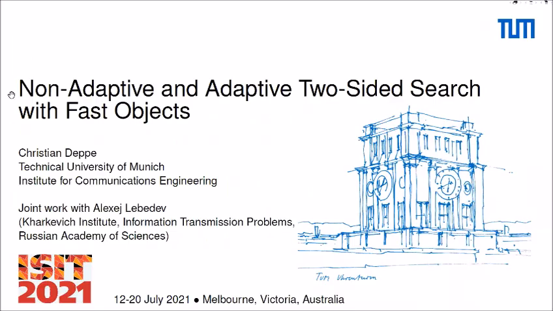I'm Christian Deppe. I'm a researcher at the Technical University of Munich at the Institute of Communication Engineering. I will present you our work on non-adaptive and adaptive two-sided search with fast objects. It's a joint work with Alexej Lebedev.